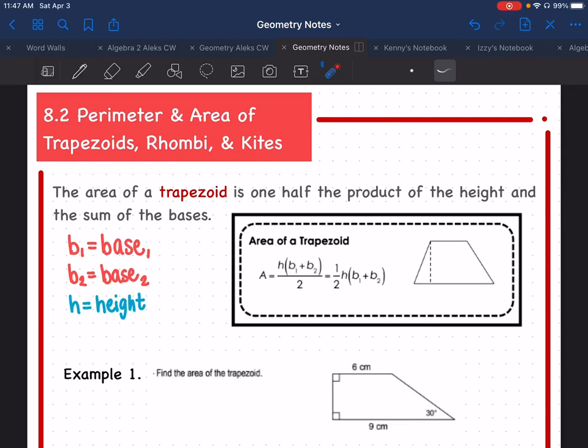Today's lesson is 8.2, Perimeter and Area of Trapezoids, Rhombi, and Kites. Let's go ahead and start with the trapezoid. The area of a trapezoid is 1/2 the product of the height and the sum of its bases.